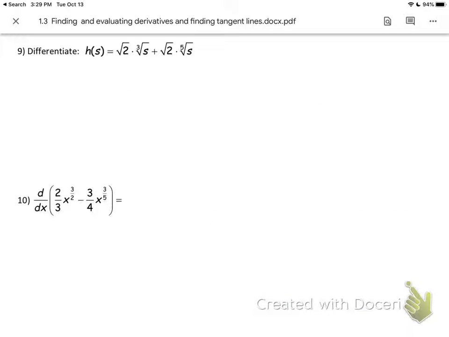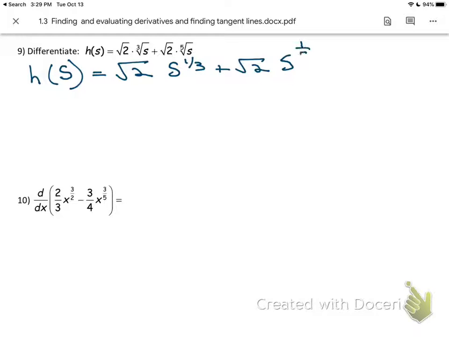Okay, differentiate this. All right, well, that kind of looks messy, but it's really not as bad as it looks. Let's rewrite that. So this is h of s. I'm going to make my s really deliberate. So radical 2, that can stay, times s to the 1/3 plus radical 2, that can stay, times s to the 1/5. Take your derivative.